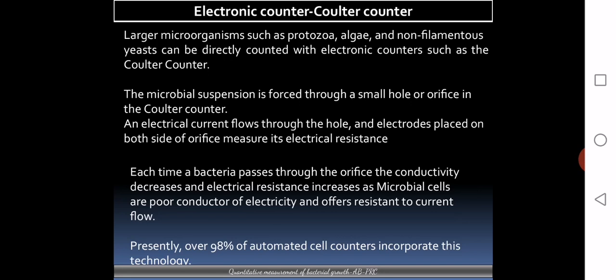And usually larger organisms are easy to count, like protozoa, algae and yeast cells, but it is also possible to count bacteria. When a bacterium passes through this orifice, the conductivity decreases and the resistance increases, because these cells are poor conductors of electricity, and so there will be development of resistance to the current flow that will be recorded.